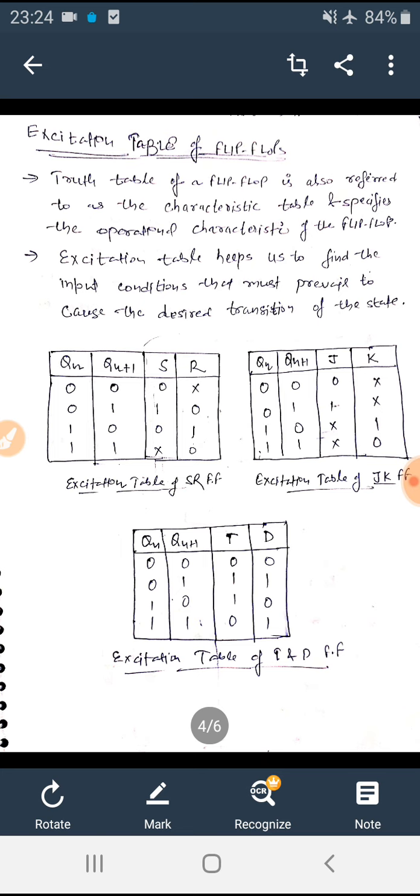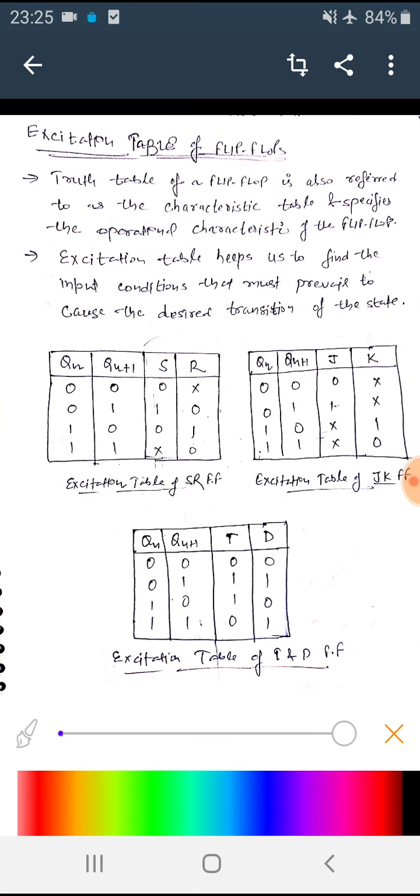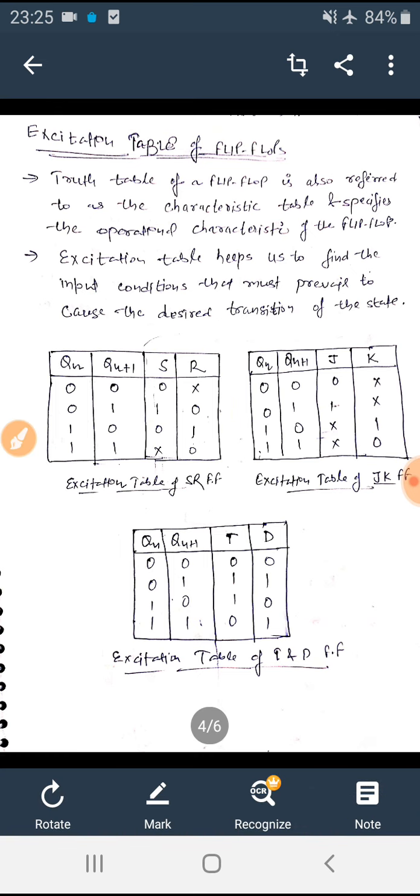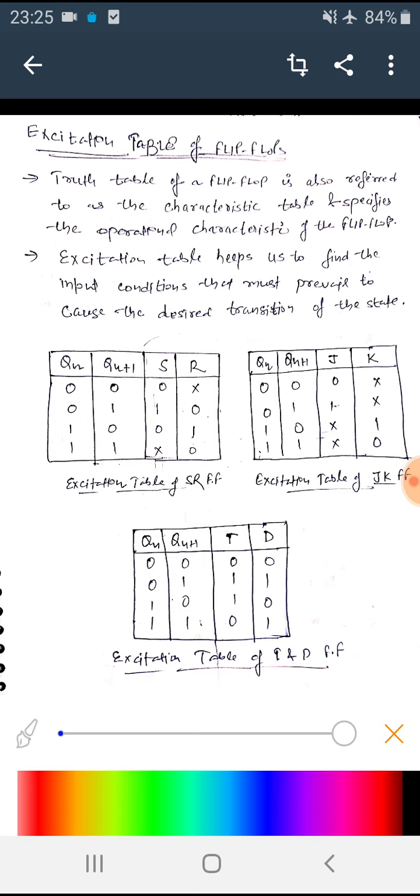Okay, and in the excitation table we can find for which input combinations the transition takes place in the states, how the state changes from the previous to the next state, and for what combination of inputs. So in characteristic tables, we first put the previous state, then the next state.